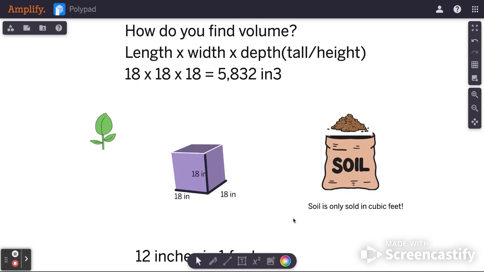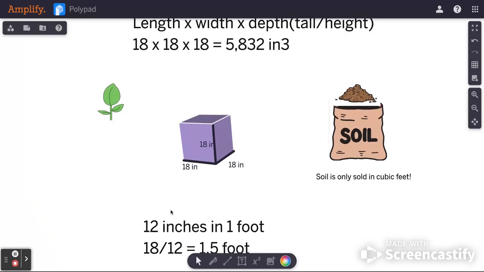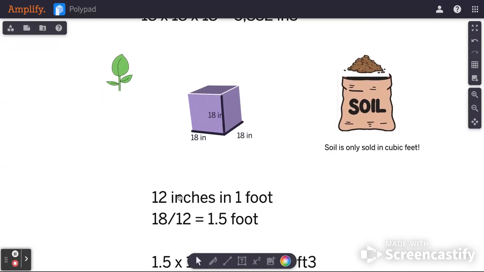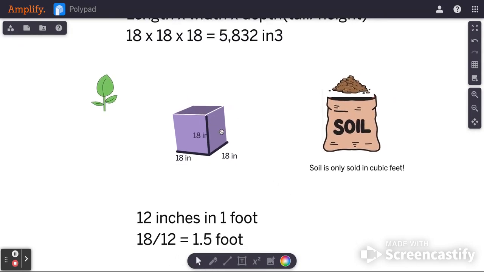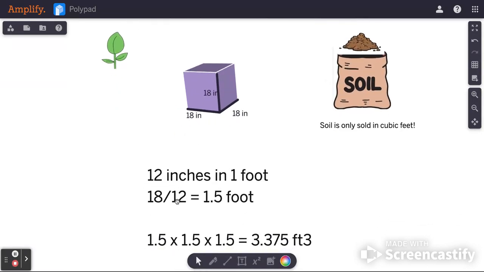So I know that this pot has a volume of 5,832 inches cubed, but the soil that I need to get is only sold in cubic feet. So this is where I would want to convert it. I know that 12 inches is 1 foot, or there are 12 inches in a foot. So in order to figure that out, I'm going to convert my units from inches to feet. I'm going to do that by dividing my 18 inches by 12 inches to get 1.5 feet.